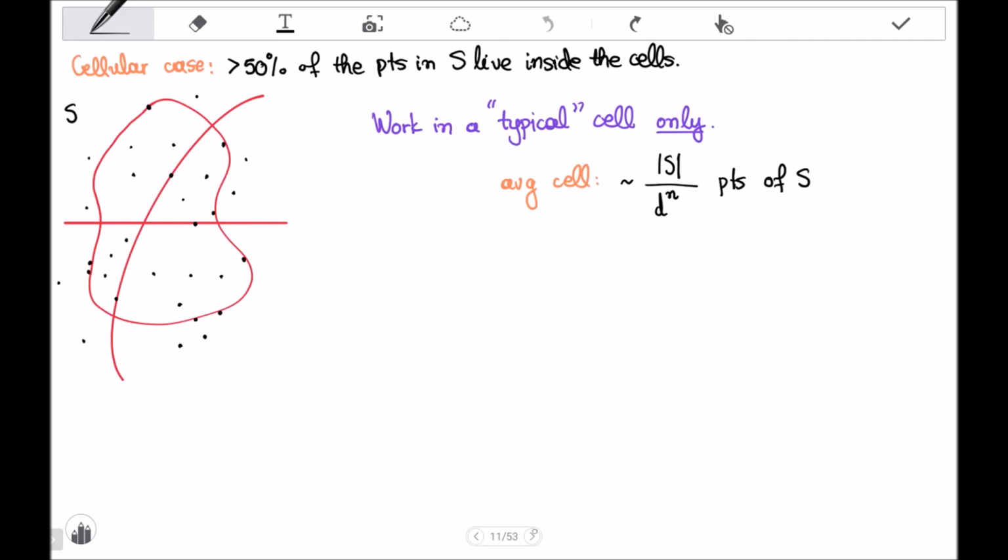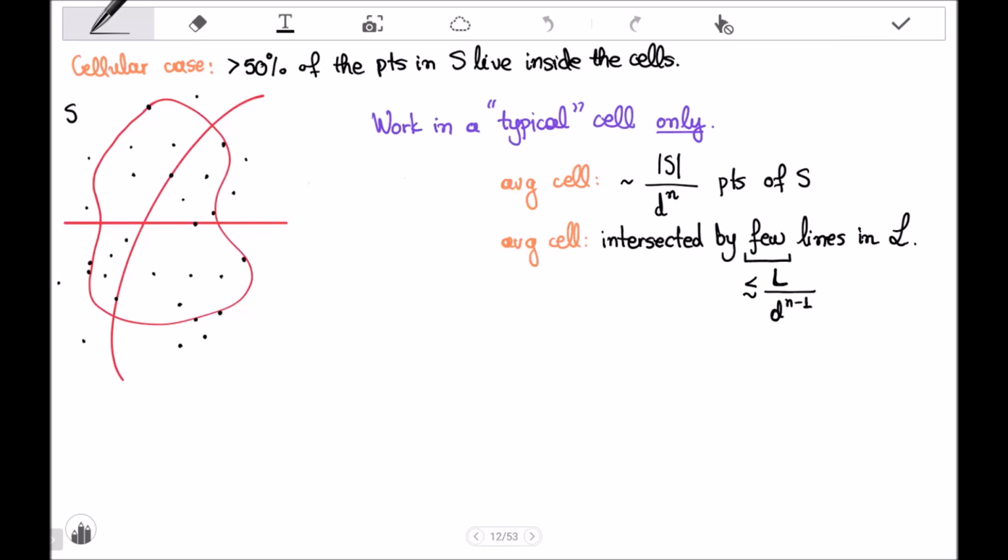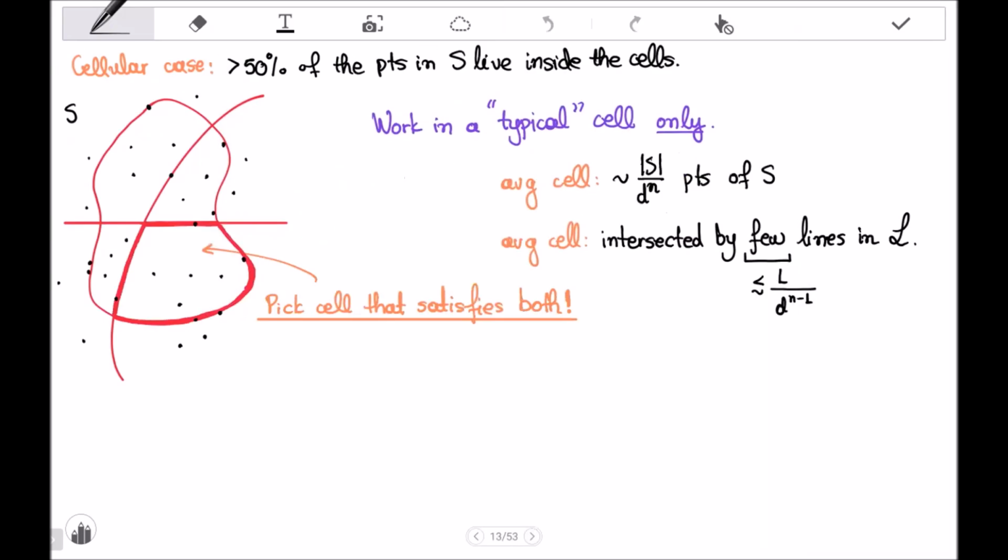The average cell will have this property. That's a very simple counting estimate. And more interestingly, the average cell will be intersected by very few lines in our family: at most the original number of lines over the degree to the n minus 1. Degree to the n is the number of cells, so this new denominator for the lines is a bit smaller. This is interesting because it has to do with how lines interact with this zero set. But in any case, it always holds. And then we will pick a cell that satisfies both. In every cellular case, there will be a cell that satisfies both these things. And then the idea is that you only work in that one. So that is a typical cell.